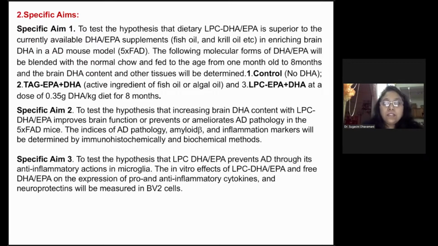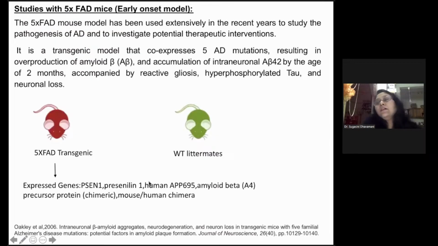So we treated three groups. One group we used as a no-DHA control, like corn oil. The second group, which is a surrogate for the LPC, is TAG omega-3, and the third group is LPC omega-3. The second aim is, if it increases DHA, how it improves brain function and whether it helps to prevent or ameliorate the AD pathology. Then we want to know the mechanisms, so we also did an in vitro study. In this study, we tested the hypothesis that enriching brain DHA by LPC omega-3 prevents or ameliorates the AD pathology using the 5XFAD mouse.